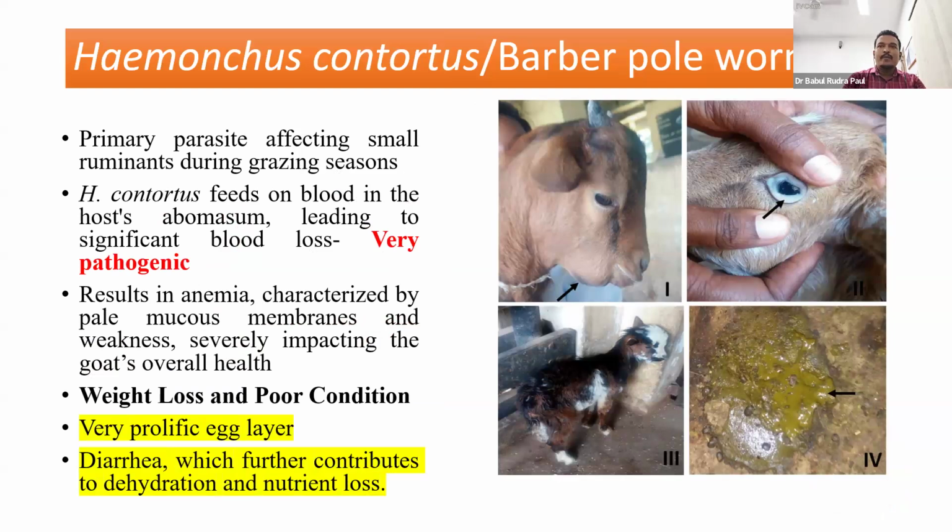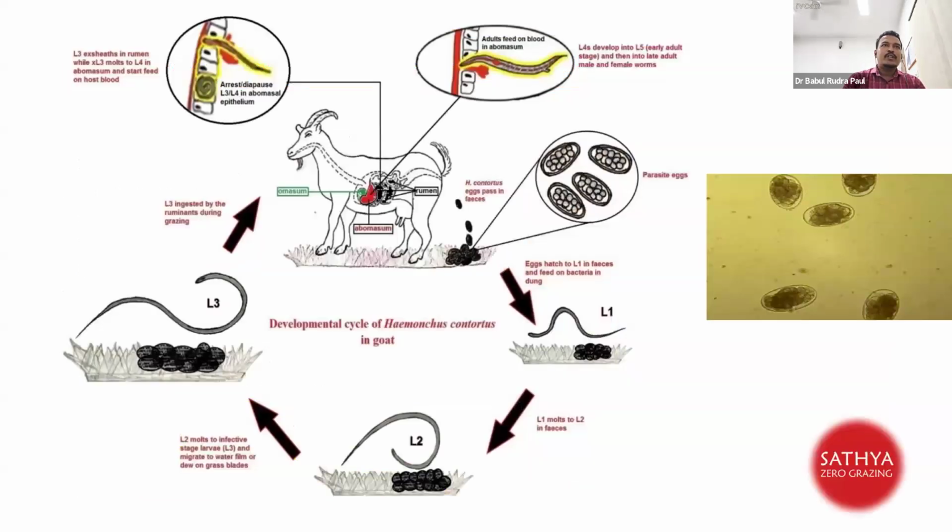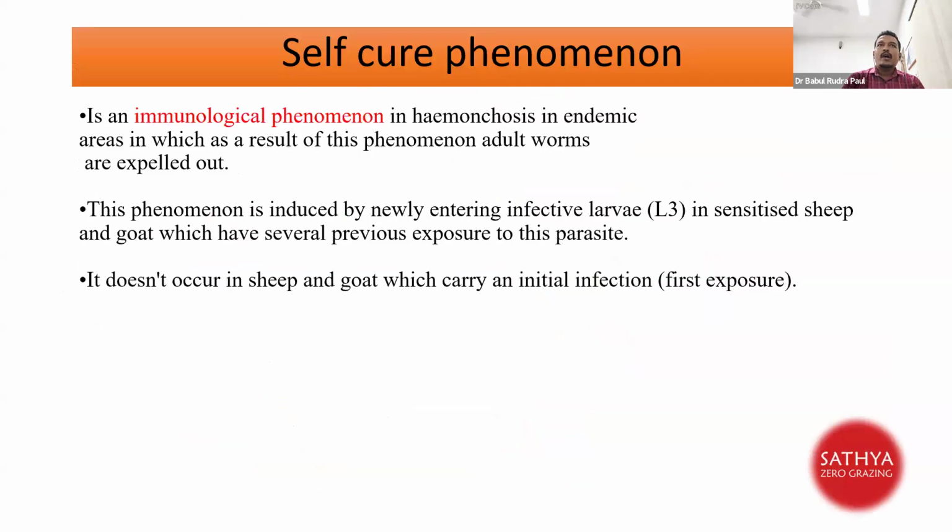One more important thing is that Haemonchus are very prolific egg layers. That means in a short span of time they produce a huge number of parasites. Subsequently, in the life cycle they contaminate the pasture or grassland. In the microscopic view, you can see the typical Haemonchus eggs. One phenomenon related to this parasite in sheep and goats is the self-cure phenomenon.